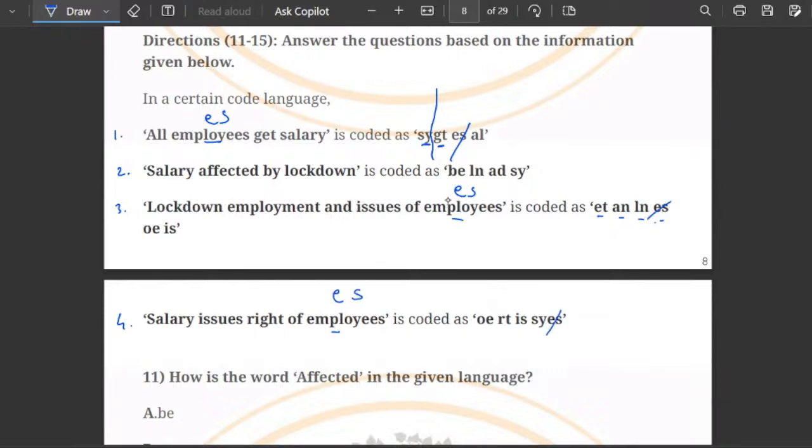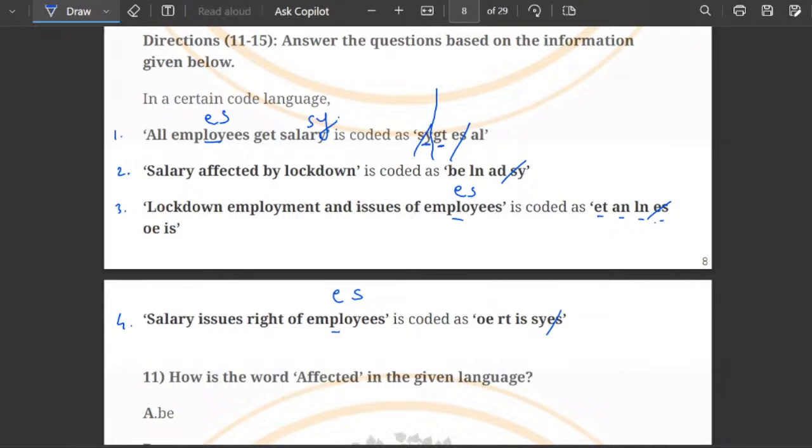Now, what is common in first and second? All get salary. Salary affected by lockdown. So, salary is common in first and second. Anything else common we have? SY and SY. So, SY is gone for salary. Now, all get. Do we have anywhere all and get? Salary issues, right of employees.